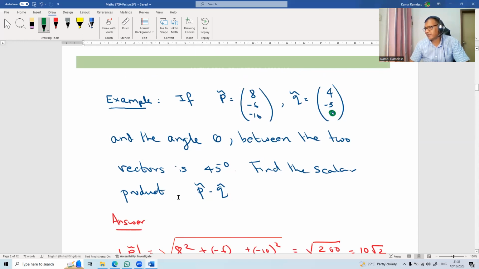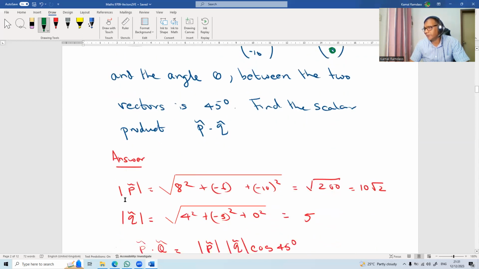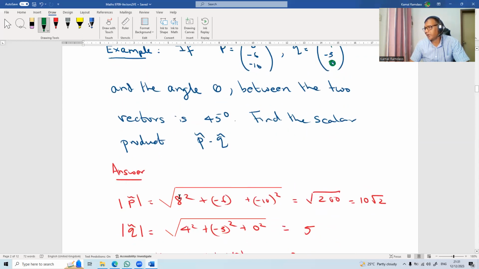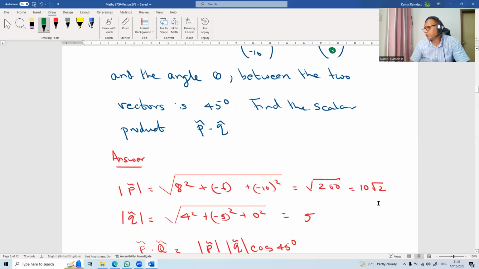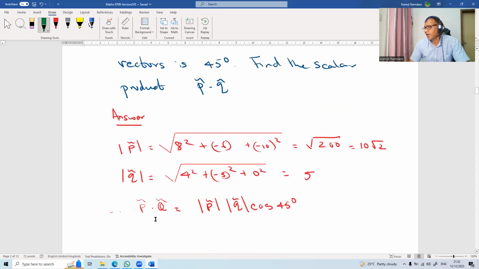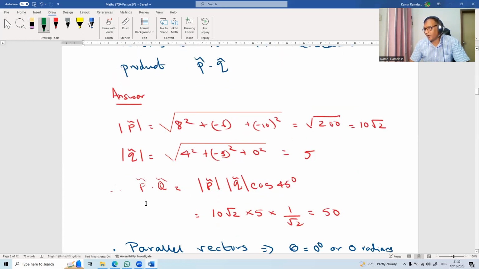Find the scalar product P bar dot Q bar. Bon, d'abord, nous faisons modulus of P bar. Modulus of P bar, nous connaissons x square plus y square plus z square under root. On gagne root de 200, 10 root 2. Et modulus of Q bar, c'est x square plus y square plus z square under root. On gagne 5. Okay? And the scalar product, P bar dot Q bar is equal to modulus of P bar times modulus of Q bar times cos de 45. Cos de 45, c'est 1 sur root 2.